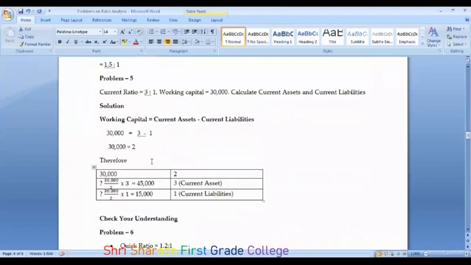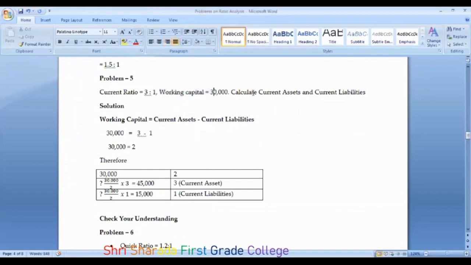So here the current ratio is 3:1. Working capital is given as 30,000. So what is working capital? Current assets minus current liability is working capital. I'm repeating again. What is working capital? The change between the current assets and the current liability indicates the working capital. Whether it is an increase or a decrease, it is going to be indicated by the working capital only.